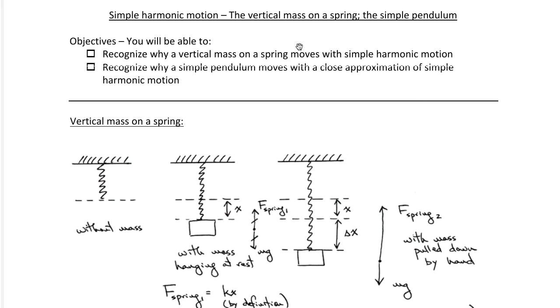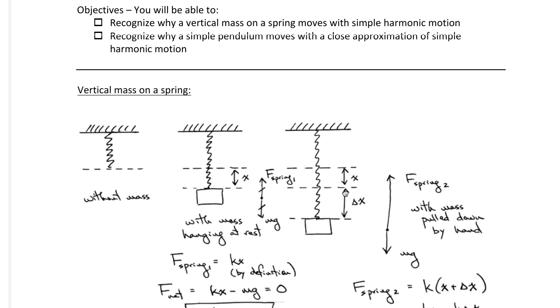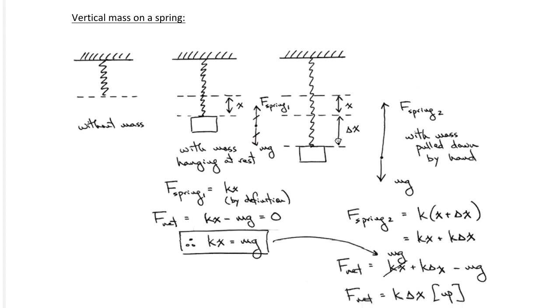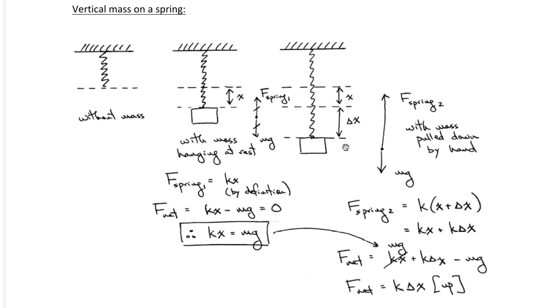In this lesson, we're going to talk about the vertical mass on a spring and the simple pendulum. Up until this point, we've looked at simple harmonic motion by investigating masses on springs that are oscillating horizontally on frictionless surfaces. So now let's ask if a vertical mass on a spring is also oscillating with simple harmonic motion.